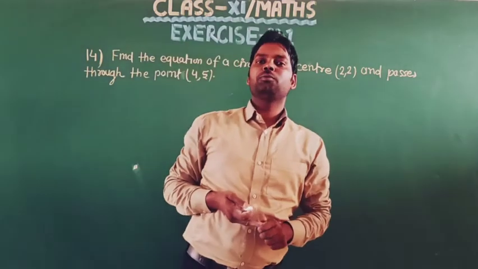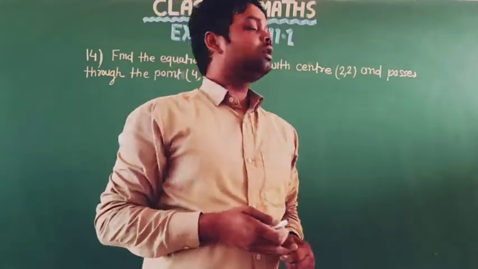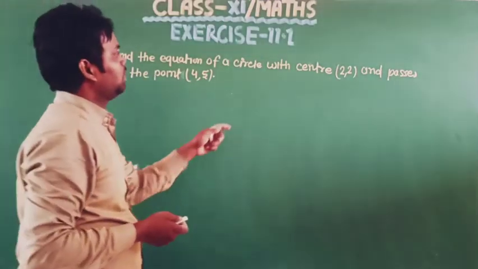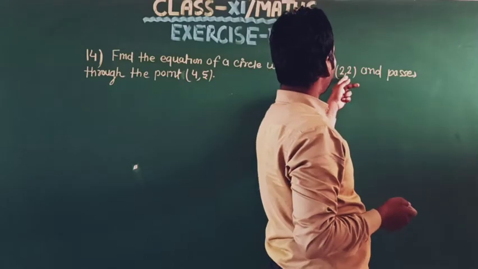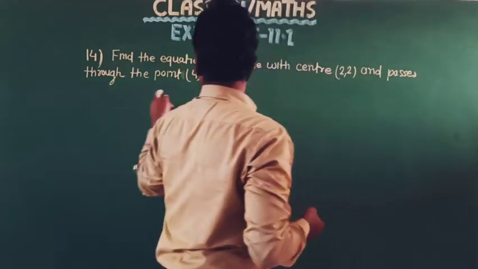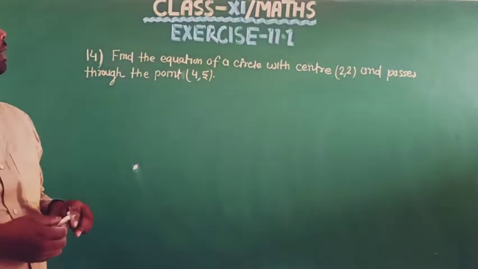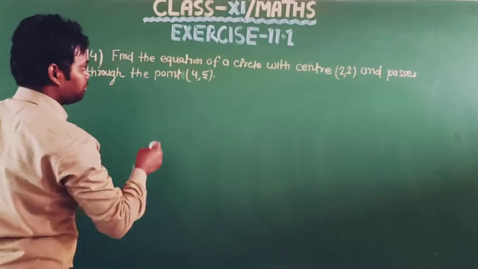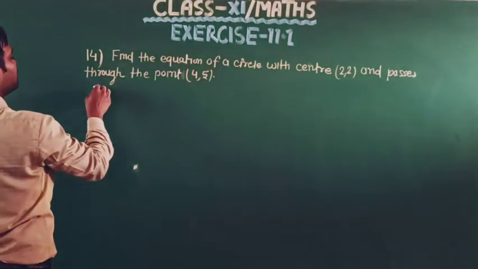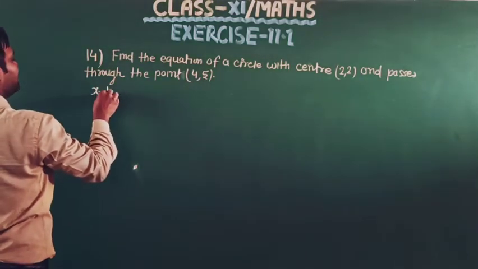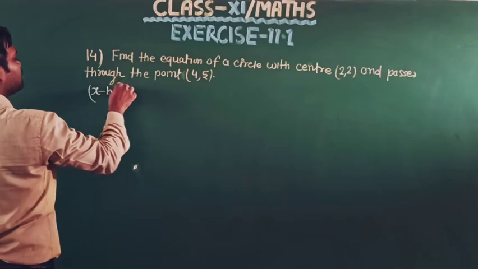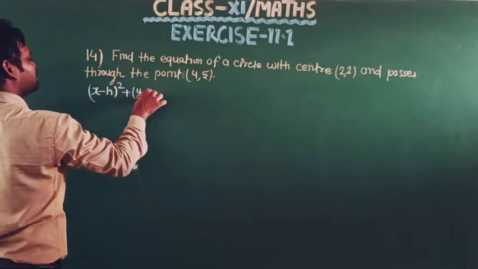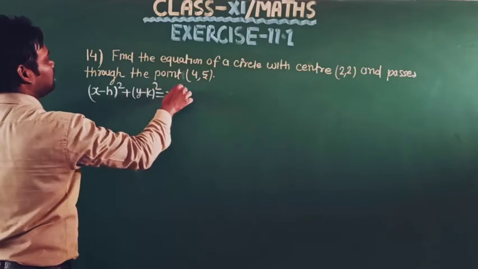Okay, now move to question number 14. In this question we have to find the equation of the circle with center (2, 2) that passes through the point (4, 5). Children, we know the equation of a circle with center (h, k) and radius r is (x minus h) whole square plus (y minus k) whole square equal to r square.